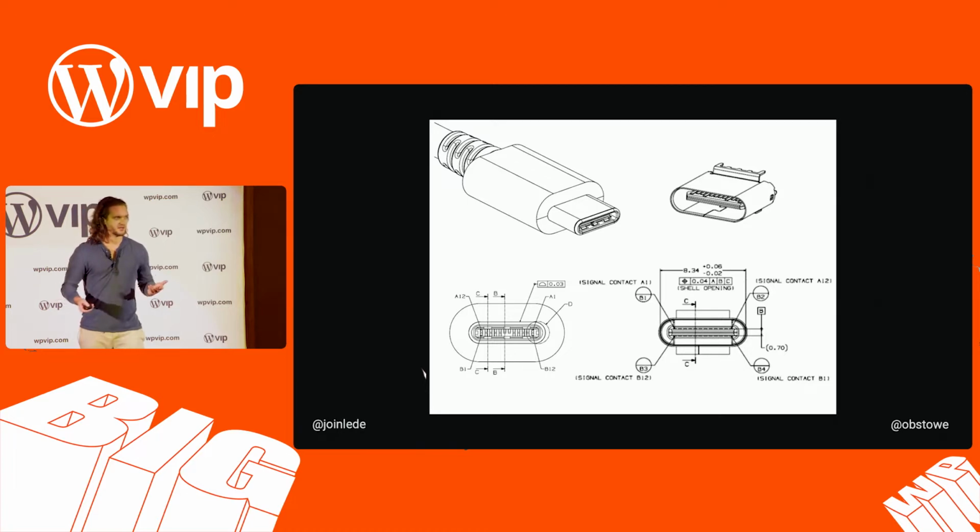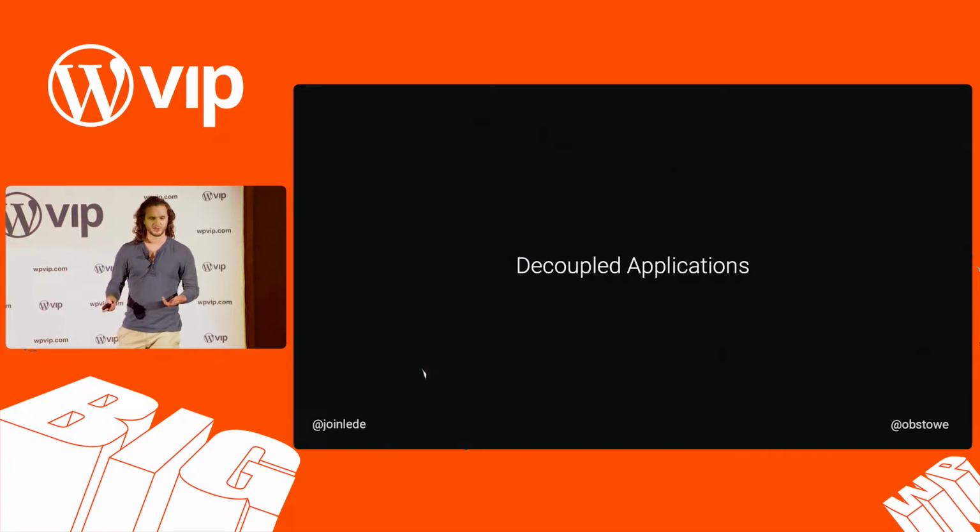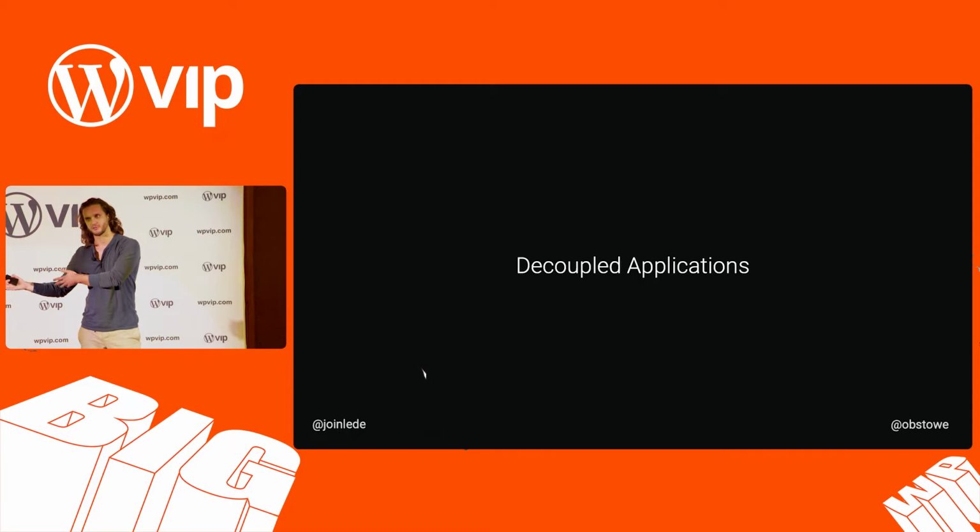So some ways that this analogy, this idea of a contract, can apply are in decoupled applications like Lede. So we have our JavaScript front end, and it needs to request information about posts, pages, menus, et cetera, all the familiar WordPress things, in order to display those things to the end user properly.